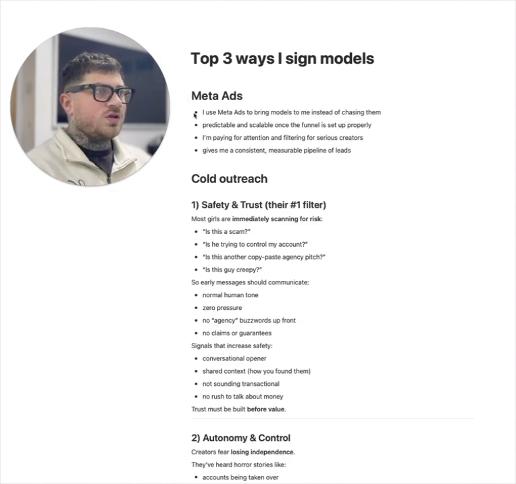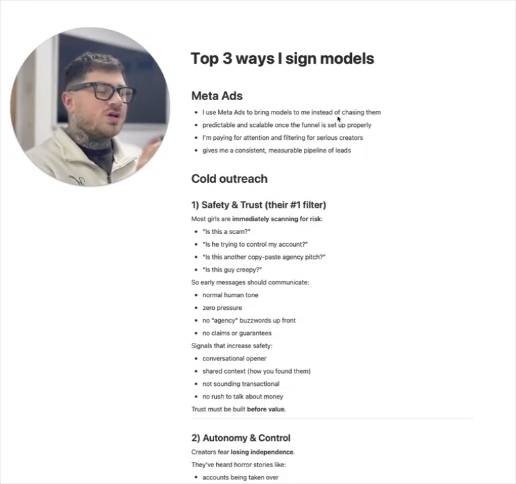So our most successful one is meta ads. With meta ads, you're bringing models to you instead of chasing them. This is always a lot easier and a lot less time consuming. But the only thing you do have to think about is the type of ad you're doing. Do you want an engagement ad? Do you want a type form ad? What sort of ads do you want, and how do you want to funnel these models in by basically cutting out the bullshit?